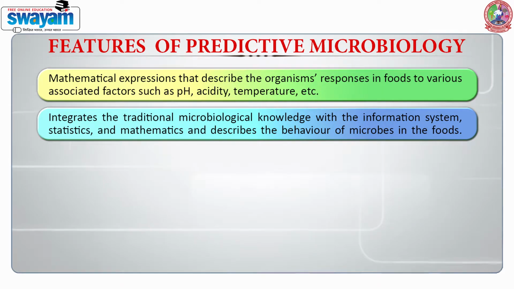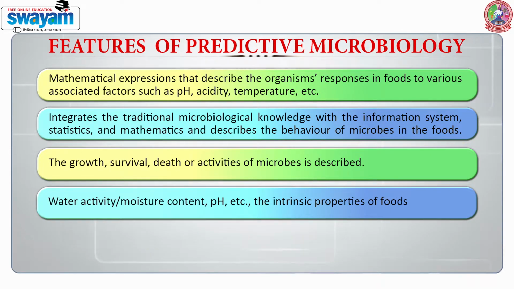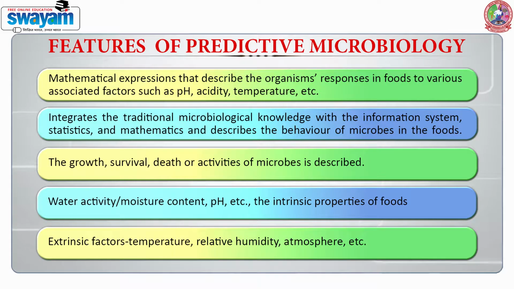When we talk about the behavior of the microbes in food, we are talking about factors such as the growth, survival, death or activities of microbes. And these activities are dependent upon certain intrinsic properties of the food. These properties can be the moisture content, the water activity, the pH, and side by side the extrinsic factors also play a very important role, and these extrinsic factors can be zeroed in on temperature, relative humidity, atmosphere, etc.